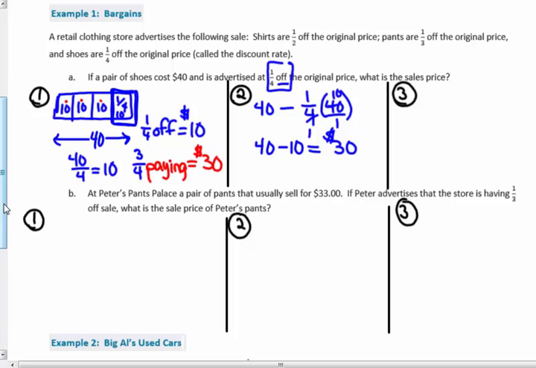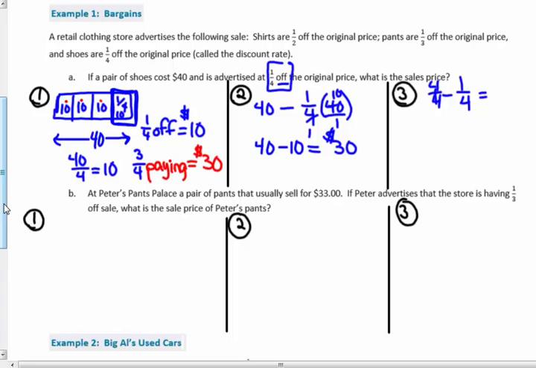3/4 is the $30. The third way is, why not start from the whole number first and subtract off the fraction? So what's 1 minus 1/4? Well, 1 I could think of as the whole 4/4.